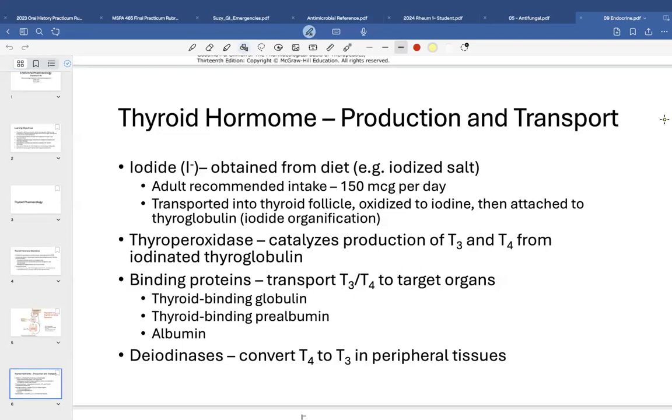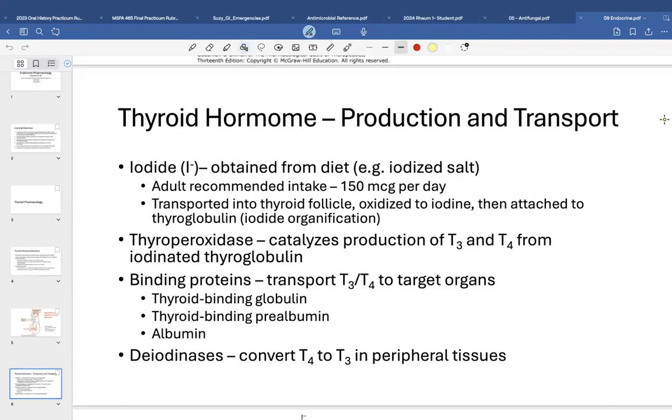Once the hormone is synthesized, there are proteins, thyroid binding globulin and pre-albumin, that transport the hormone to its target organs. So we'll talk about total T4 versus free T4. Free T4 really represents just a tiny amount that circulates freely in the circulation. Most of the thyroid hormone is actually bound to one of these proteins, globulin and pre-albumin.